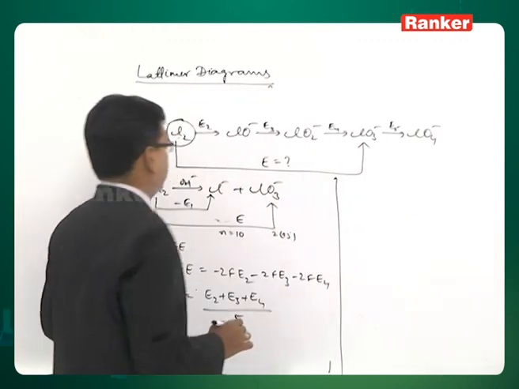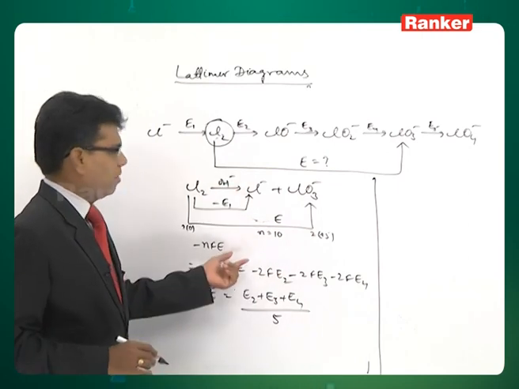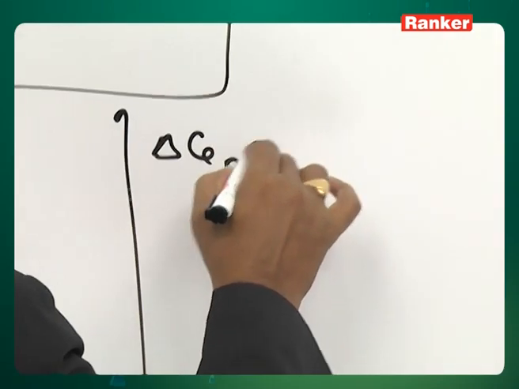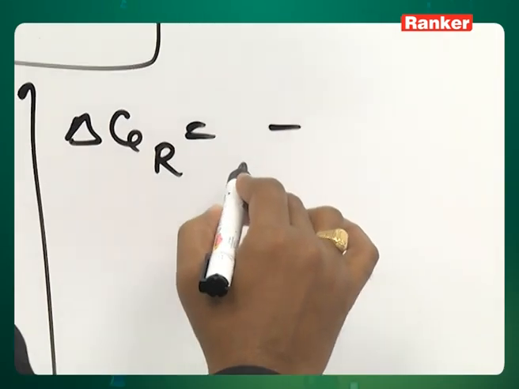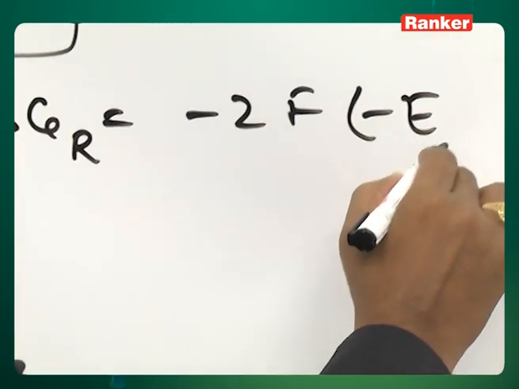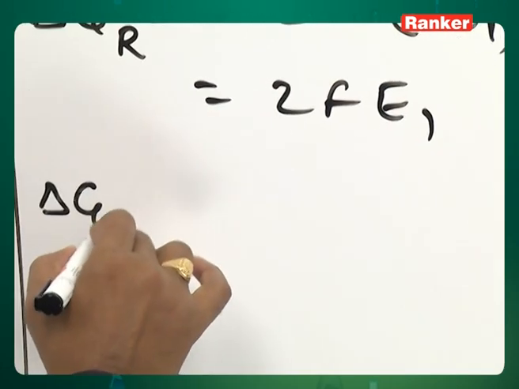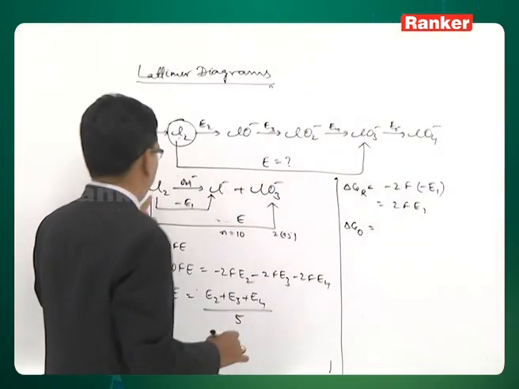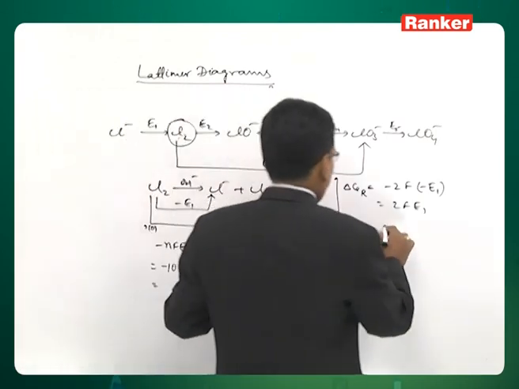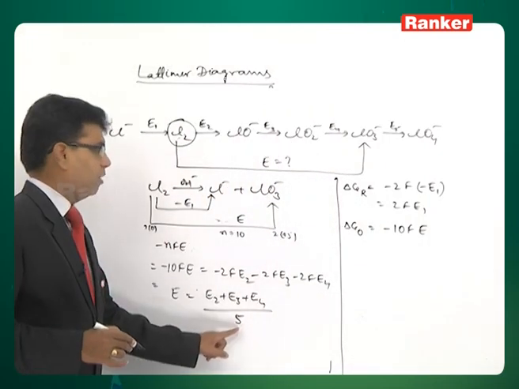So, here whether this disproportionation is possible or not possible on the basis of EMF, how do we determine is that, now for the reduction, delta G reduction is equal to minus n factor for this is 2, minus 2F minus E1, that is equal to 2F E1. Delta G oxidation is equal to, now for this is E, minus NFE, that n is equal to 10. So, it is minus 10 FE. This E is equal to E2 plus E3 plus E4 by 5.